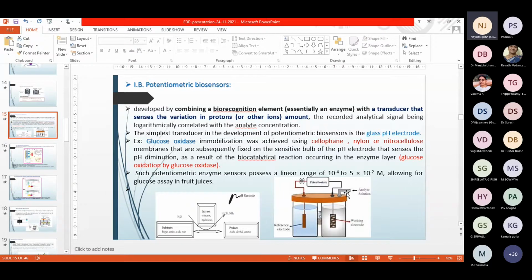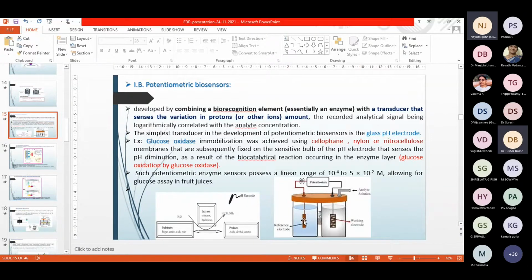So there is an inlet for the pumping of the analyte solution. In the sample, if you want to detect whether the glucose oxidase is present or not, if it is present, what is the concentration of the enzyme. So this is a kind of enzyme assay, either qualitatively or quantitatively.